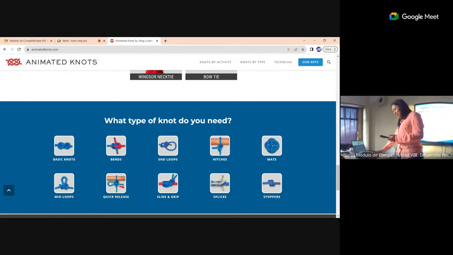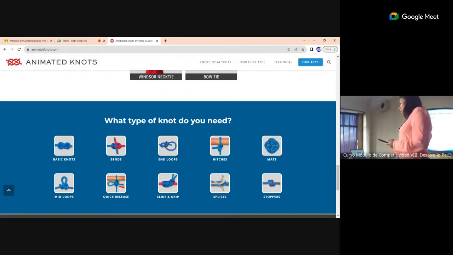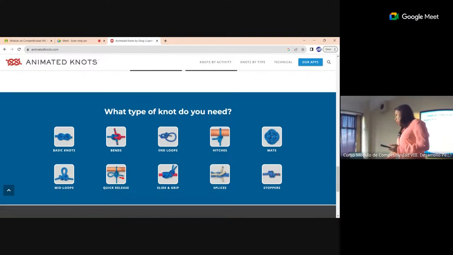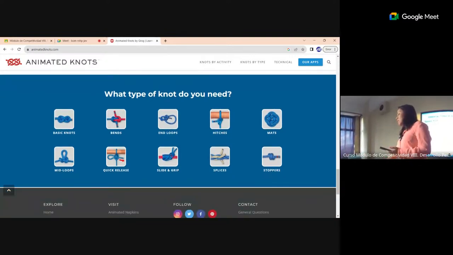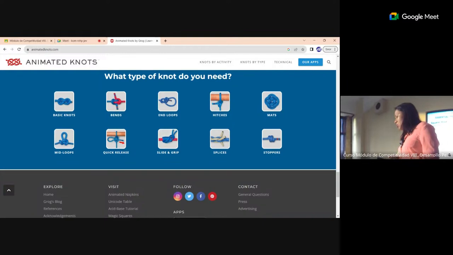Please go to the Telegram channel, because there you will find a link called animated knots. In here, you're going to find a lot of types. What type of knot do you need? As you can see here, we have the most useful knots. We have the basic knots. It says bends, end loops, hitches, mats, mid loops, quick release, sliding grip, splices, strippers.